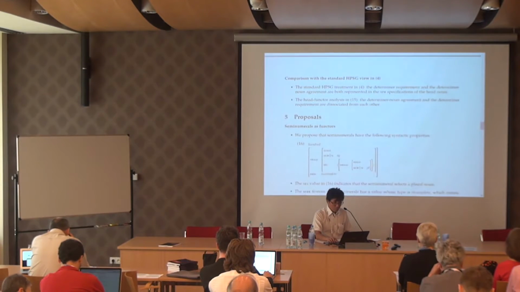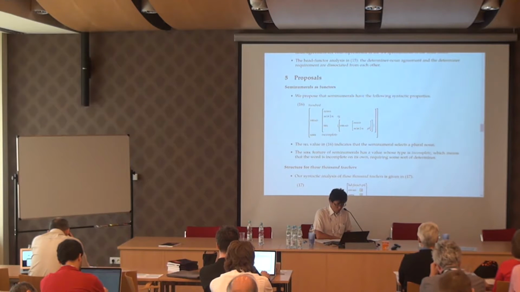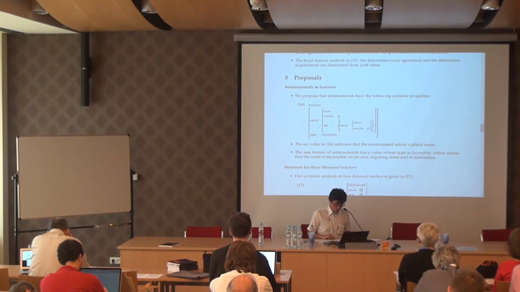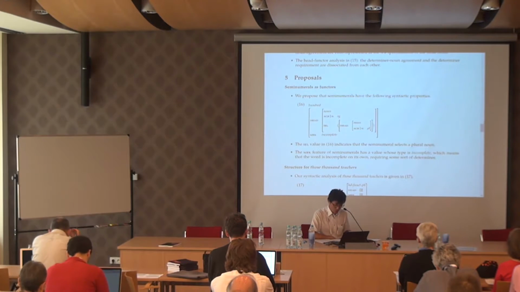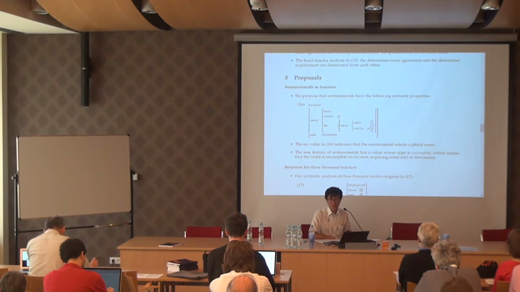Now, let's move on to section 5. Now, I propose that seminumerals have the syntactic properties like 16. The agreement value indicates that a seminumeral itself is singular, but the select value indicates that it selects a plural noun. The marking feature has incomplete as its value, which means that this word is incomplete on its own, requiring a determiner.